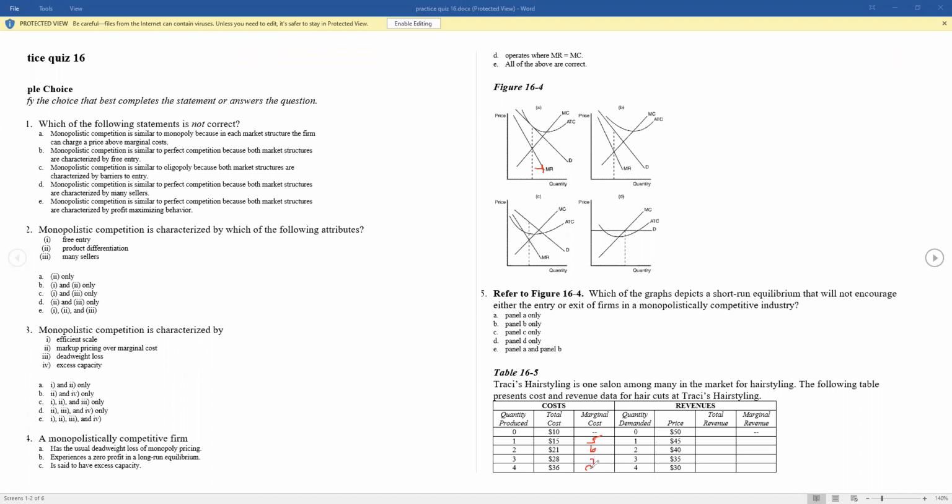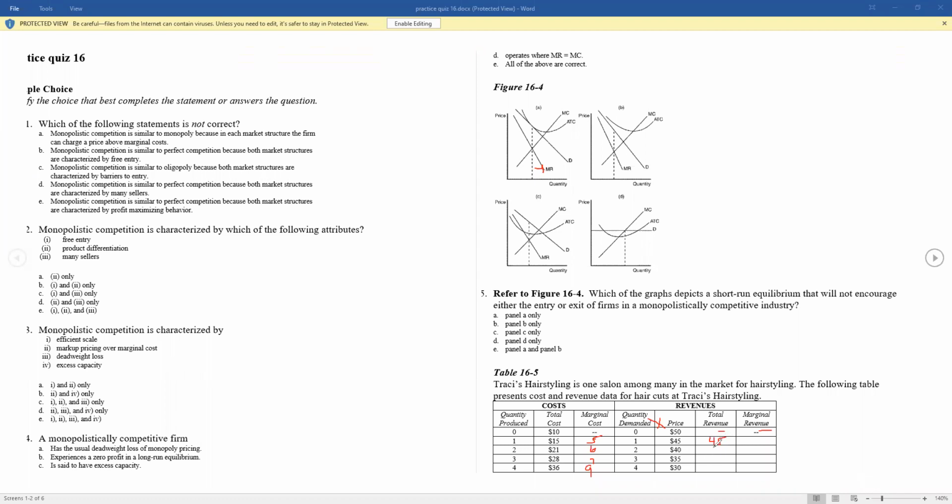Okay. And then 9. Now here, total revenue, just remember total revenue is price times quantity. So I'm going to get 0 here, obviously. And I should also say total cost at 0 quantity is the fixed cost, so the fixed cost is 10, right? All right. So its total revenue is 45.